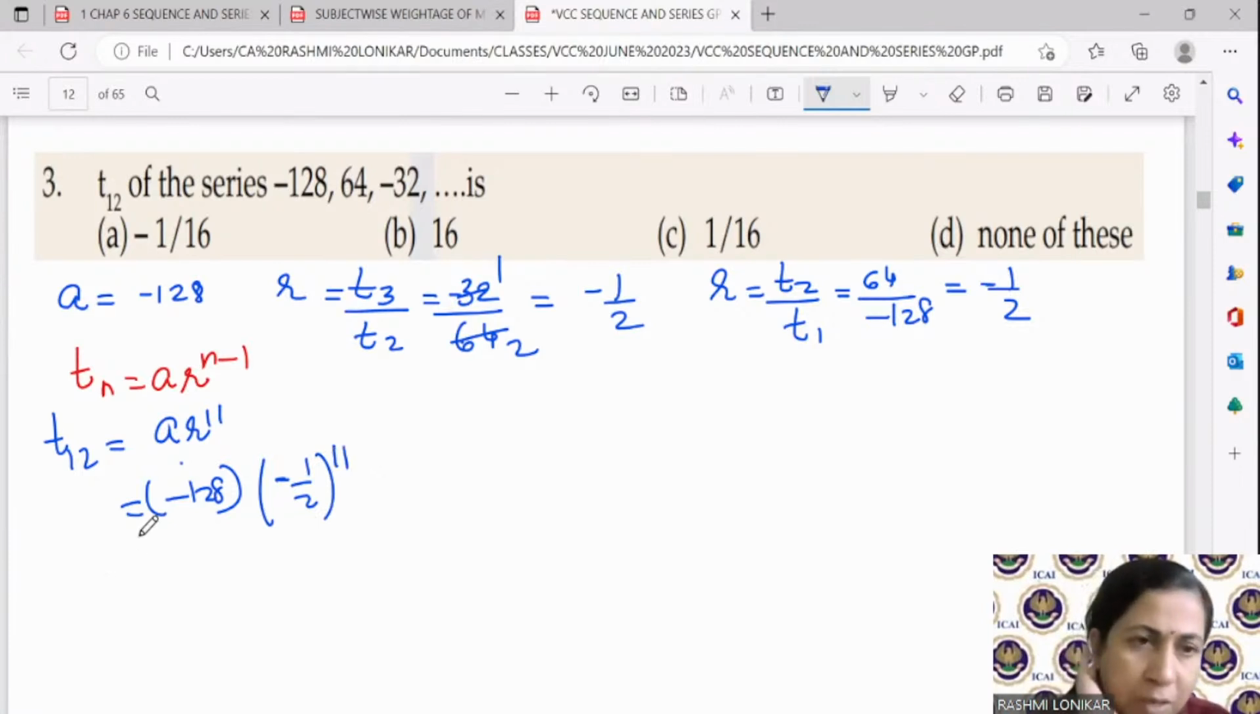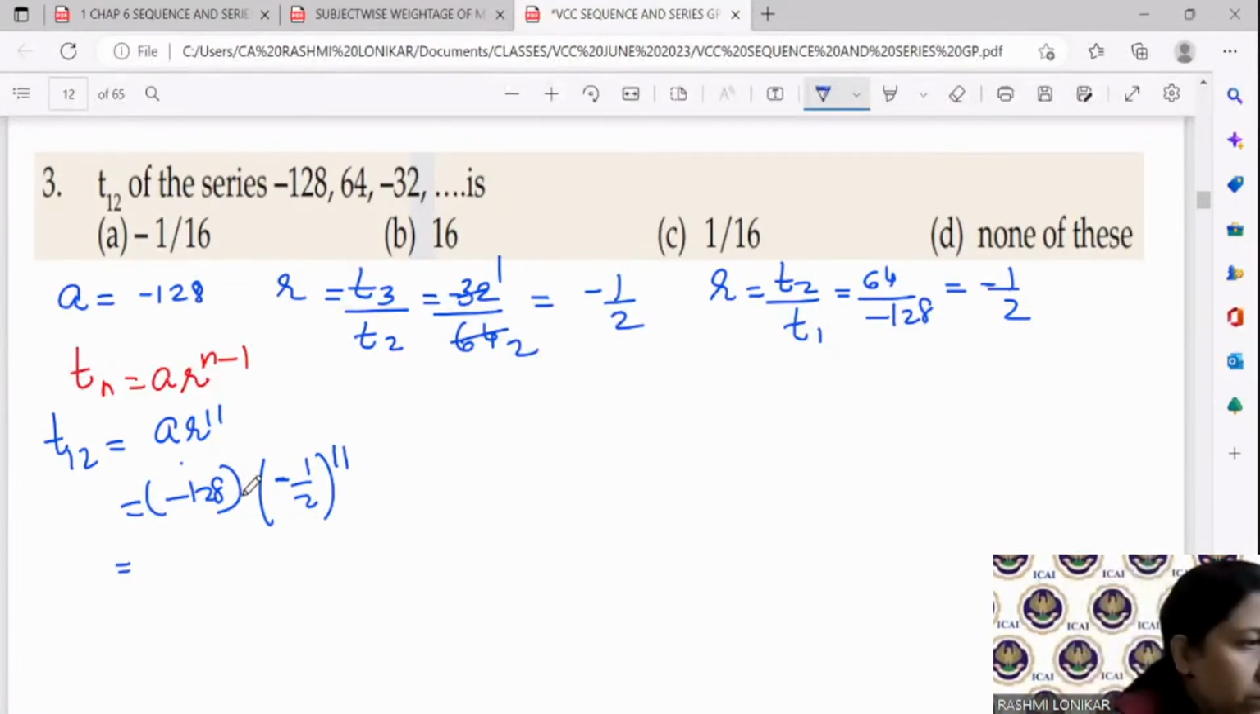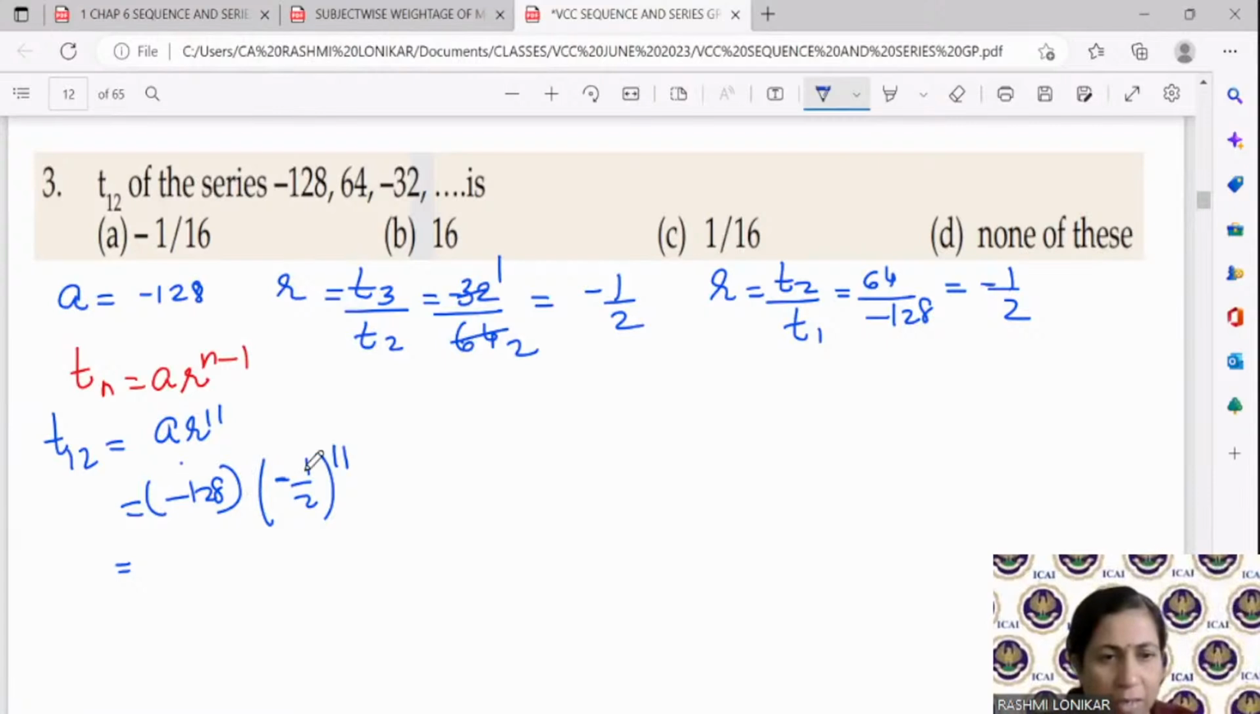Okay. So this is minus, and minus raised to 11 will also be minus. So minus into minus will become plus. Why has it become plus? Because I have raised the minus sign up to an odd number. You know that minus into minus is equal to plus. So I have to use this rule. So minus into minus will become plus.